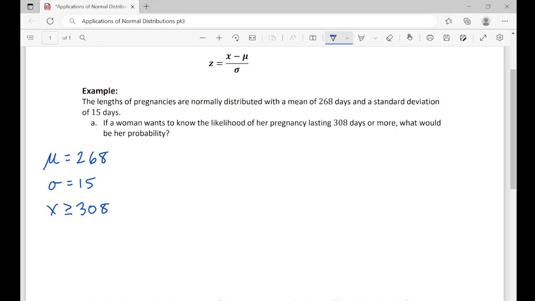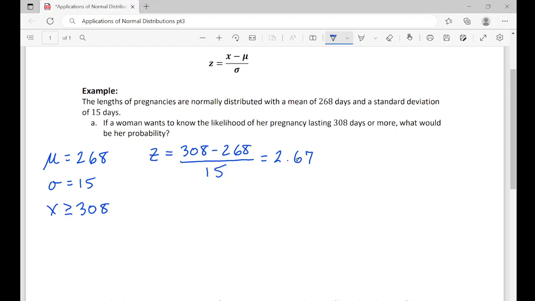Once we know that, we're going to plug into our z-score formula and get our z-score. So z equals 308 minus 268 divided by 15. And when we plug that in and do the arithmetic, we're going to get a z-score of 2.67.